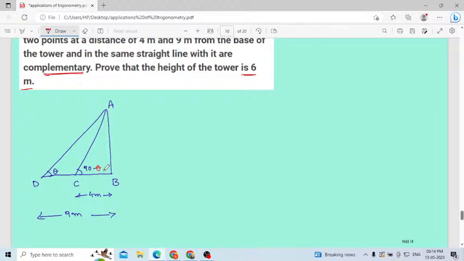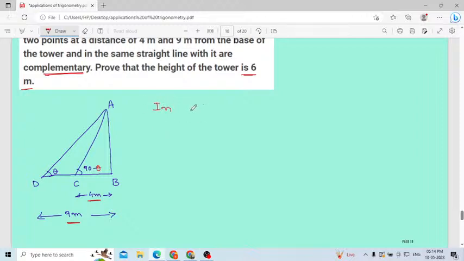Consider a tower. That tower is making two angles of elevation. First from a distance of 4 meters, another from a distance of 9 meters from the base of the tower. Both the angles are complementary to each other. If one angle is theta, another angle is 90 minus theta. That one you have to remember. Now calculate. The calculation will be easy.